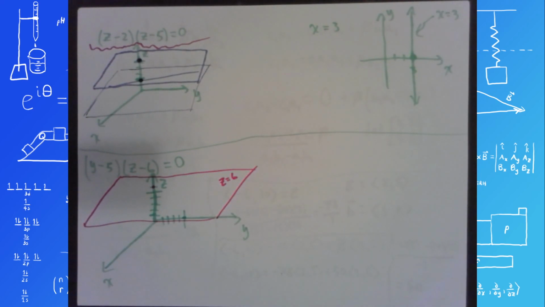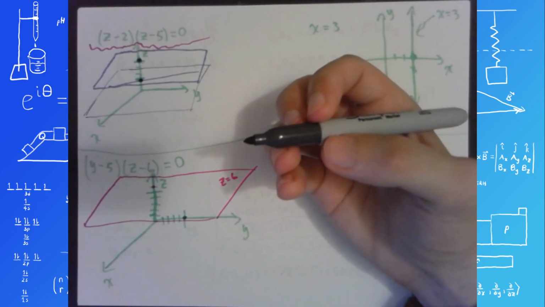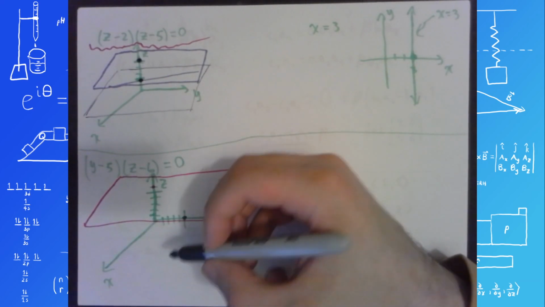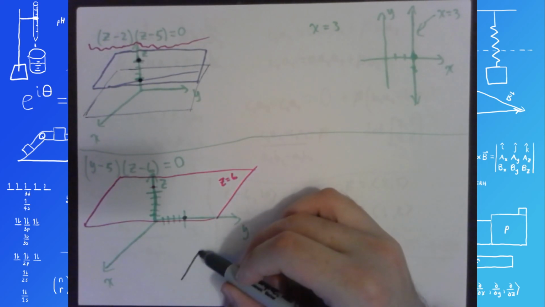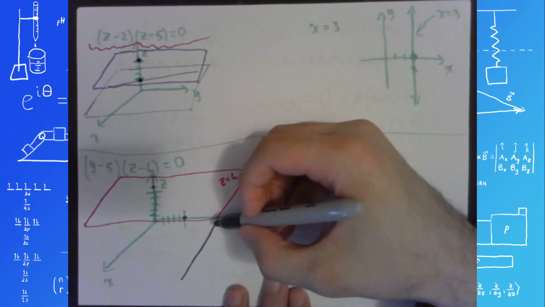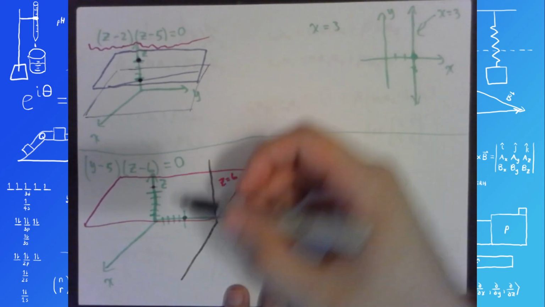Let's do that one in gray. How am I even going to draw this? So parallel to x and z. I want to draw something like that. And then that.